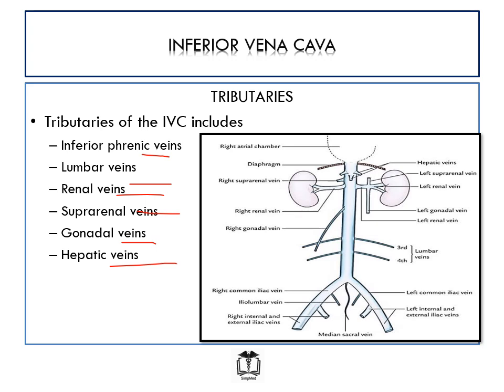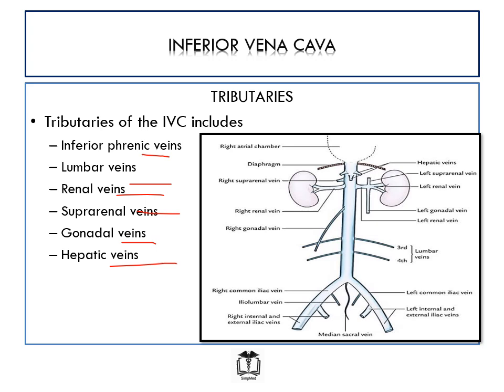Starting with the inferior phrenic vein. The inferior phrenic vein drains venous blood from the diaphragm, so it's a counterpart to the inferior phrenic artery. The lumbar veins drain the posterior abdominal wall, just like the lumbar arteries supply oxygenated blood to the posterior abdominal wall. Then moving on to the renal vein. This is a vein that is bilateral, so it will be draining the right and the left kidneys.